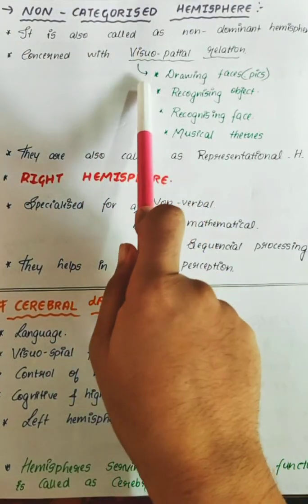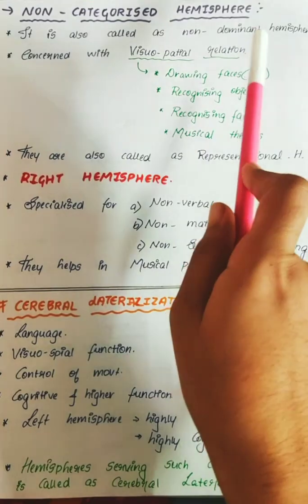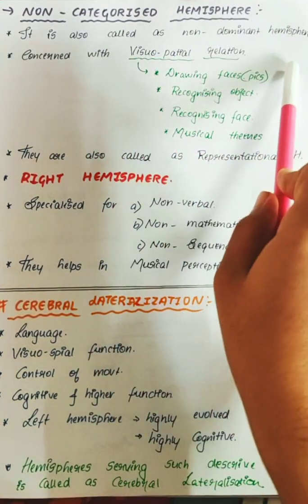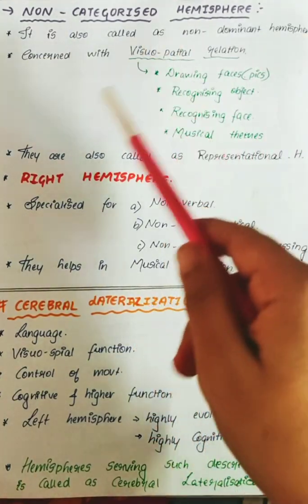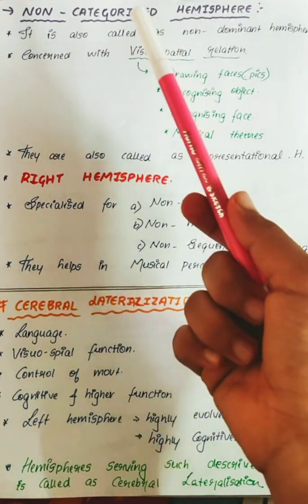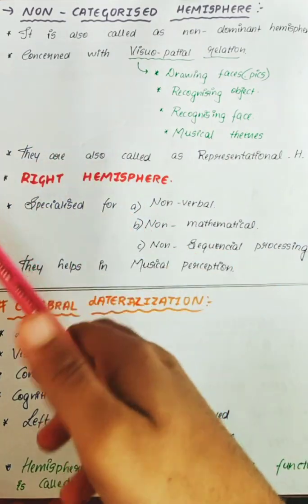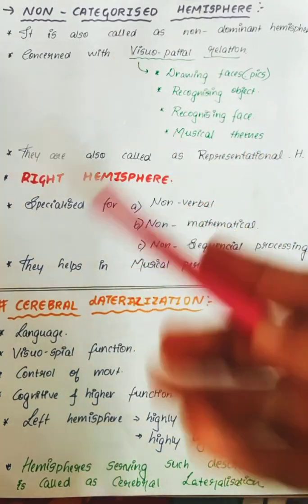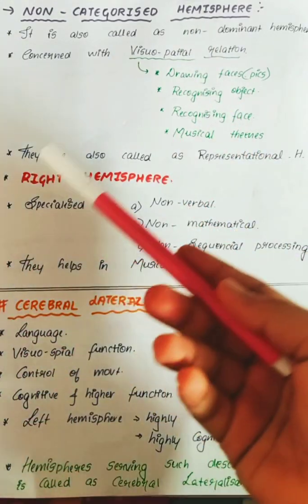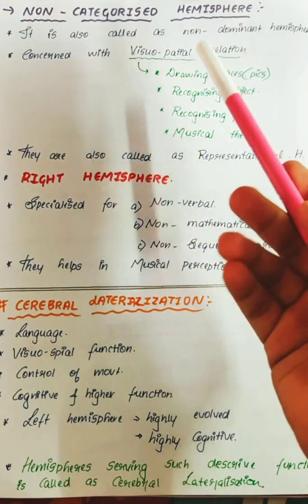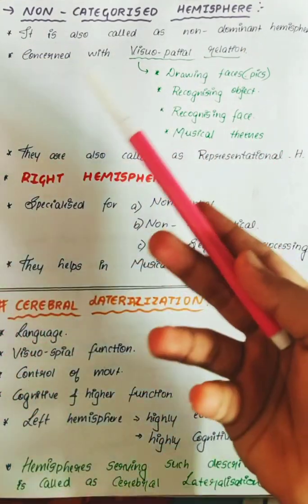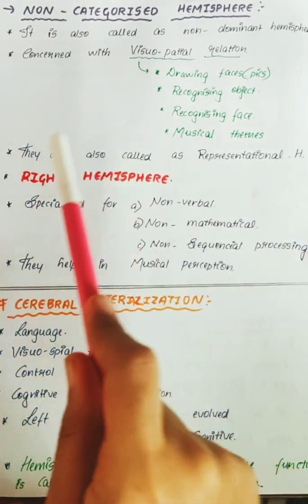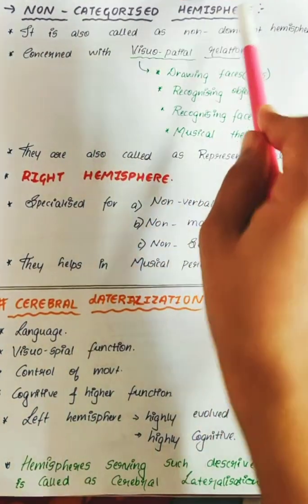It is mainly concerned with the visuospatial relationship. What is the visuospatial relationship? It mainly includes drawing faces, drawing pictures, identifying pictures, recognizing objects, recognizing anyone's face, and musical themes. If you are able to recognize or draw these, it is called visuospatial relation. By visualizing, you are able to understand things. It is also called the representational hemisphere. Which one is it? It is the right hemisphere. So the non-categorized hemisphere is the right hemisphere.